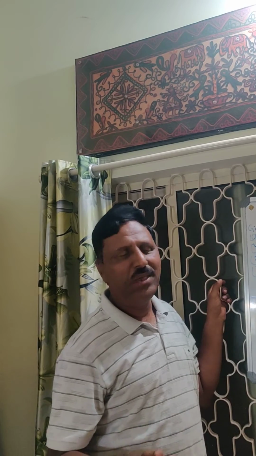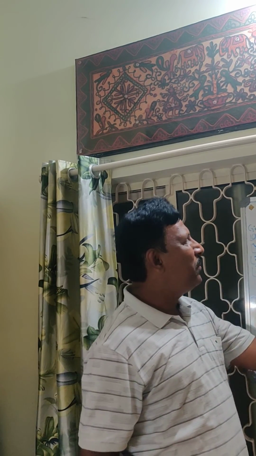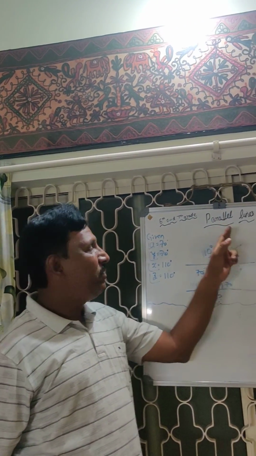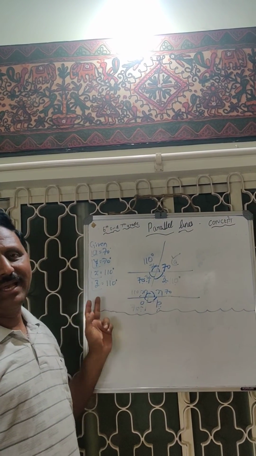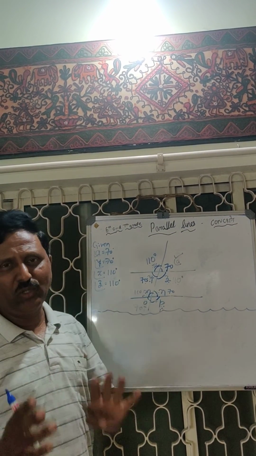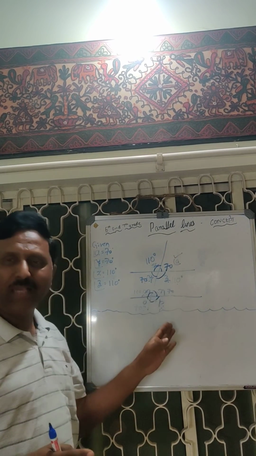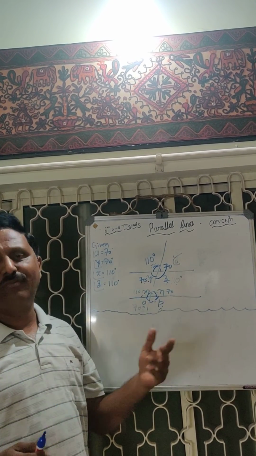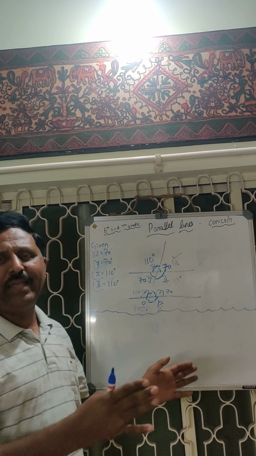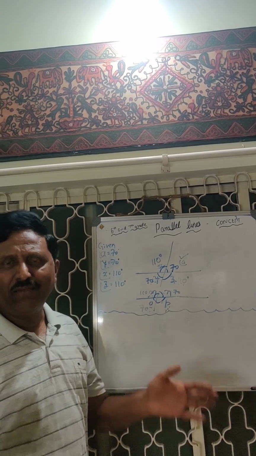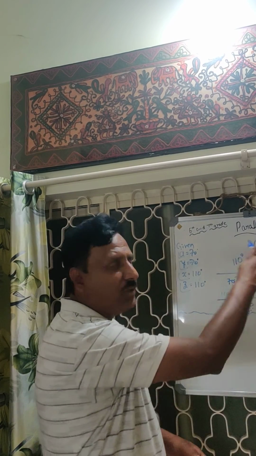I hope you have understood how to compute all the angles when a transversal cuts the parallel lines. When one angle is given, you should remember interior opposite angles are equal, corresponding angles are equal, and a linear pair of angles, that is supplementary angles, sum up to 180 degrees. With that knowledge, you can find out all the angles.